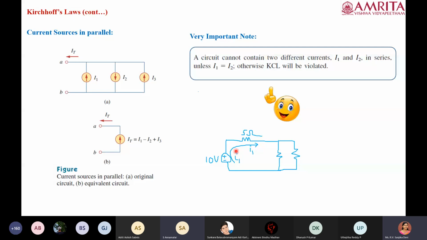No, ma'am, I mean another current I2 flowing in the opposite direction. If we make it I1 minus I2, doesn't that violate the KCL law over here? I didn't get your question. Do you mean that I2 is flowing this way, in the opposite direction? Yes, ma'am.